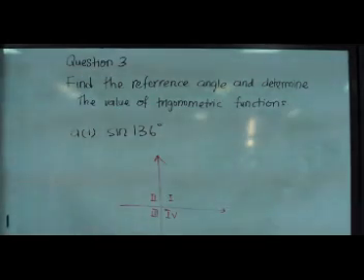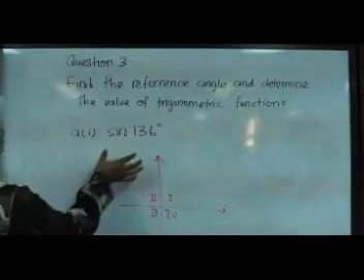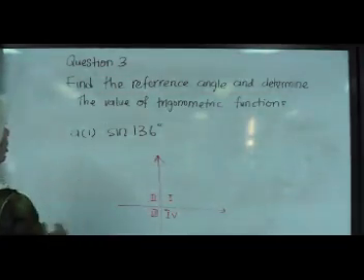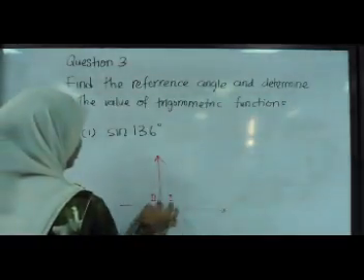So class, let's proceed with question number 3. The question is: find the reference angle and determine the value of the trigonometric function. The question given is sine 136 degrees. First of all, we need to find the reference angle. So how to find the reference angle? We need to plot sine 136 into the quadrant graph.